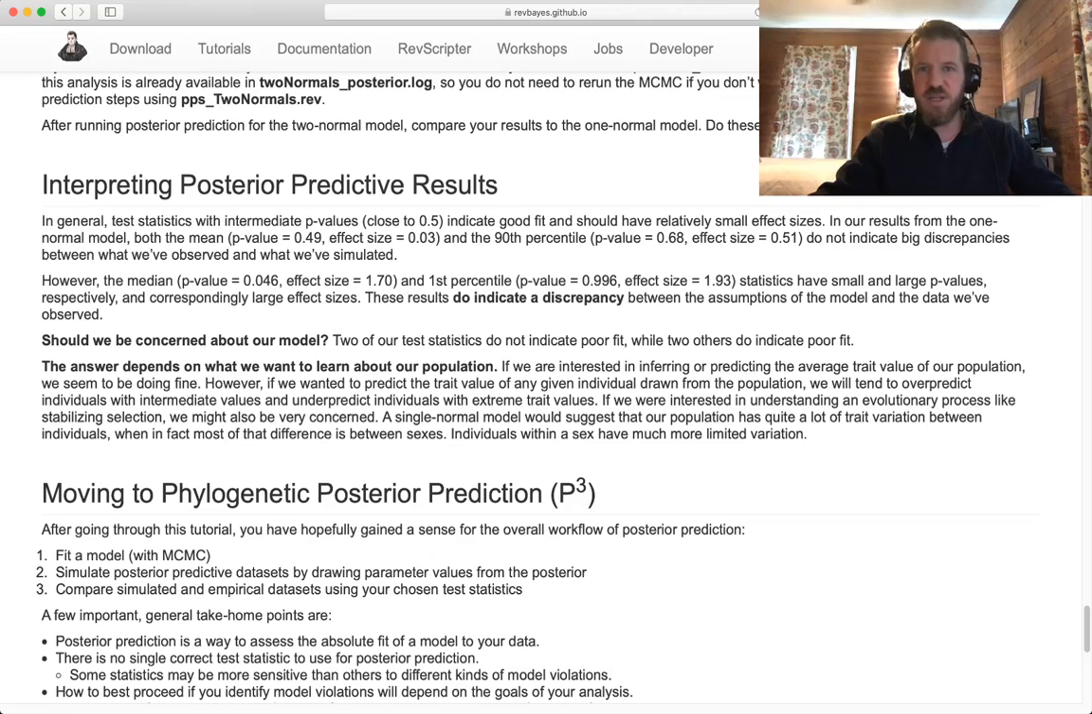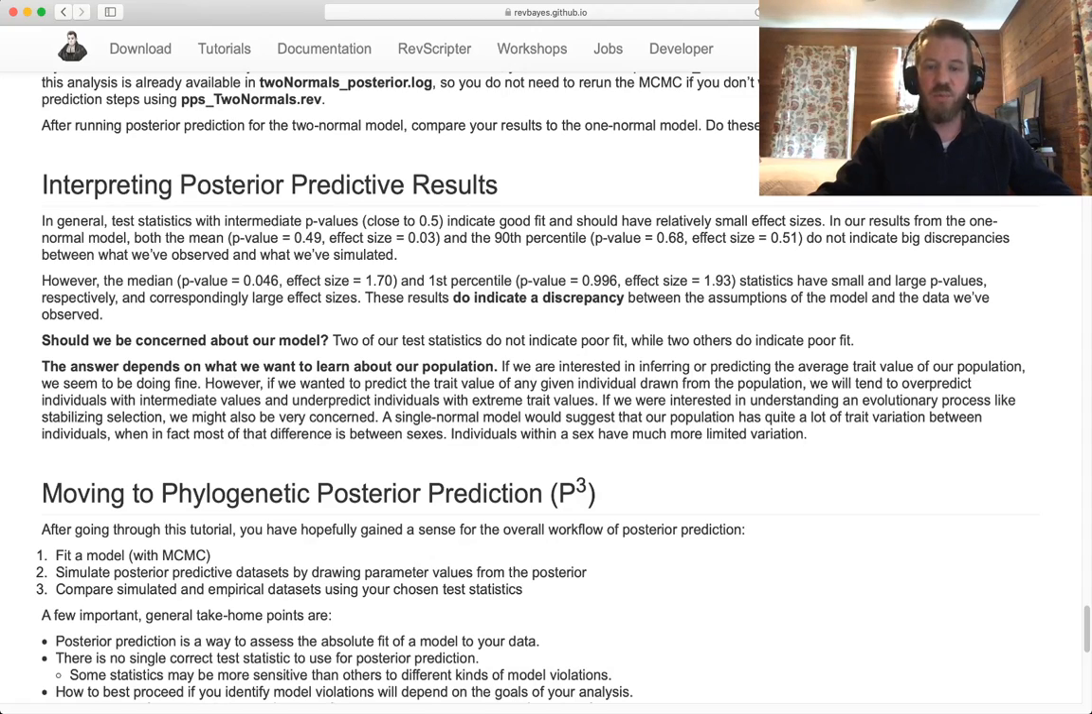If we're simply interested in understanding the average value of the trait in our population, then our model is doing just fine. But if we wanted to say predict the trait value of any given individual in our population, we might not actually do very well. So we're going to tend to overpredict individuals with intermediate values, and we're going to tend to underpredict individuals with extreme trait values. And from a process perspective, if we're interested, say, in understanding something like the strength of stabilizing selection, our model might not work very well.